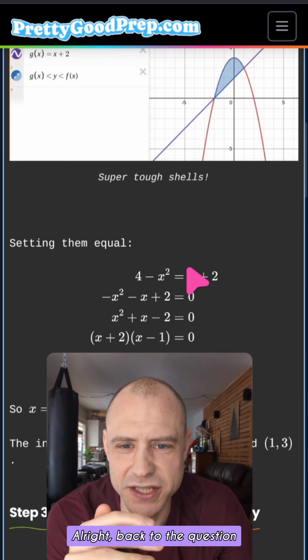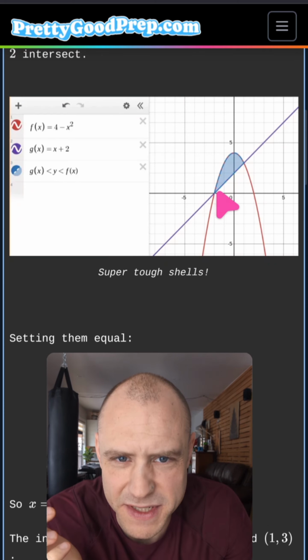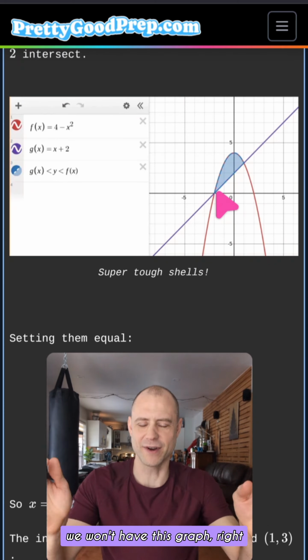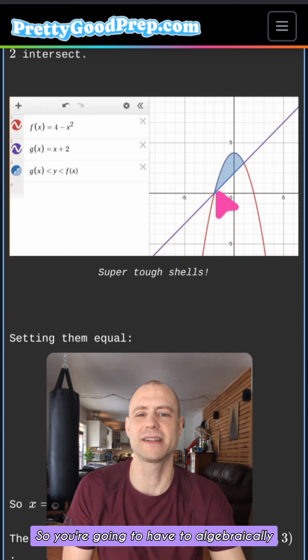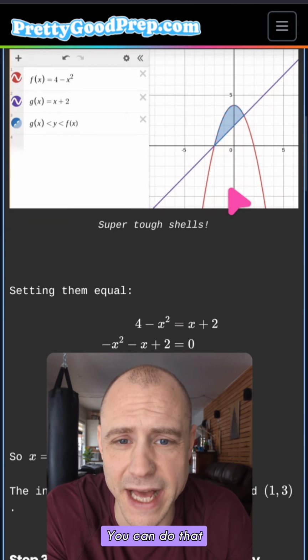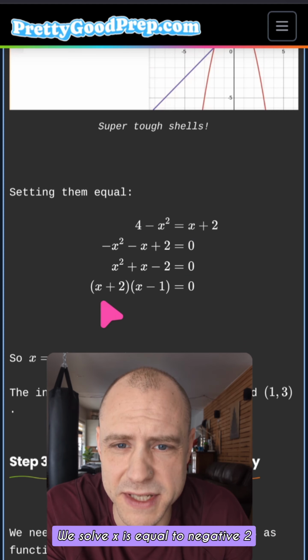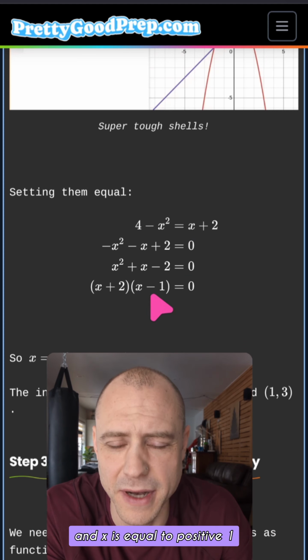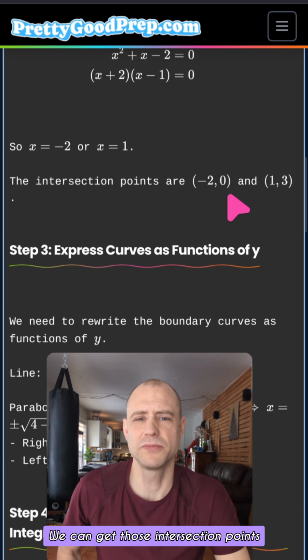All right, back to the question. Let's find the point of intersection. This one's pretty, well, we won't have this graph, right? I gave you this graph. So you're going to have to algebraically solve for these things or draw this graph on your exam. Neither of the functions are difficult. You can do that. Or algebraically, we just set them equal. We solve x is equal to -2 and x is equal to +1. Perfect. We can get those intersection points. That's going to be helpful.